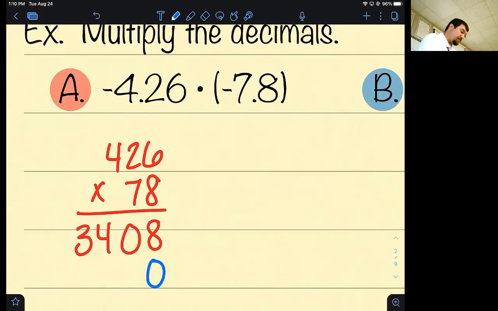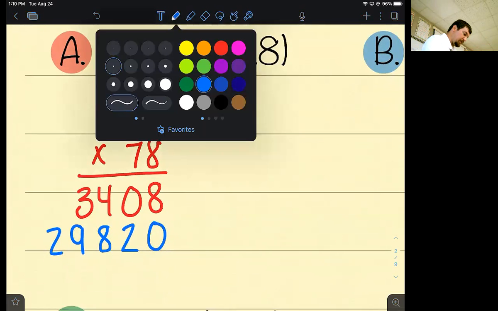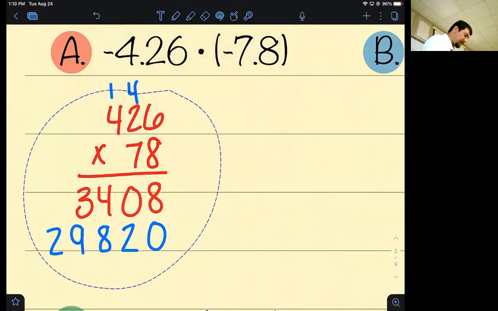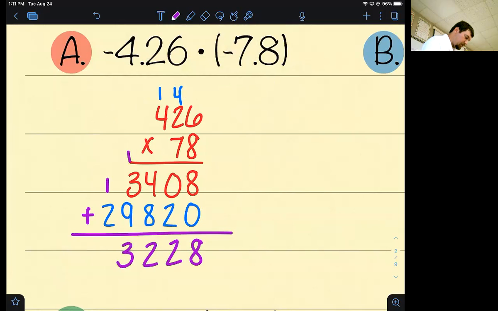7 times 6, anybody? 42. 42, carry the 4. 7 times 2, 14, plus 4 is 18. 7 times 4, 28, plus 1 is 29. Now I'm going to add them together. I probably didn't give you a whole lot of space if you're writing big like I am, so I'm going to shrink this down. We're going to add them together to get 33,228. 426 times 78 is 33,228, but that wasn't our problem.